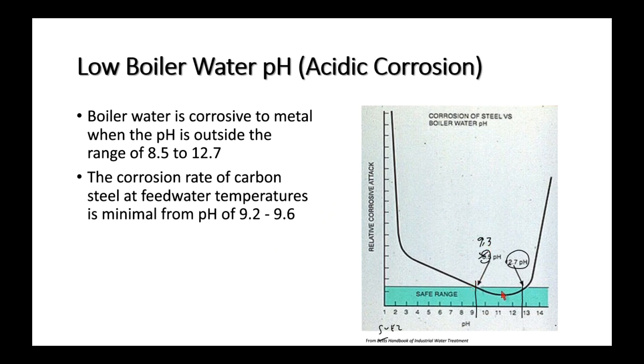Okay, and so anytime our boiler water is somewhere in that range, corrosion rates are pretty low. So here we've got relative corrosive attack. I have no idea what kind of units they're using, but let's say relative corrosive attack. Really what we're going to look at here is the slope of the line. A very steep slope indicates a high rate of corrosion.